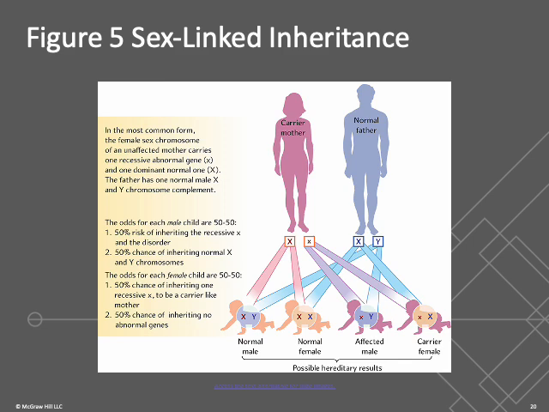chromosomes. The recessive X from the mother and dominant Y from the father results in an affected male with XY chromosomes with X as a recessive abnormal gene. The recessive X from the mother and dominant X from the father results in a carrier female with XX chromosomes with one X as a recessive abnormal gene.